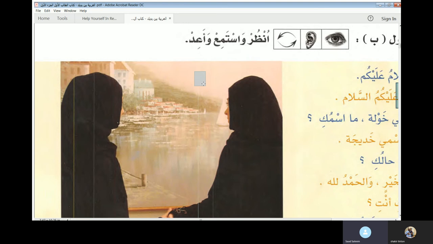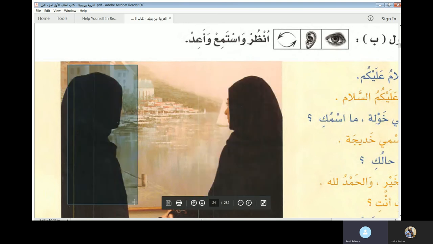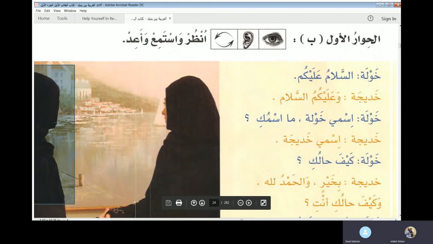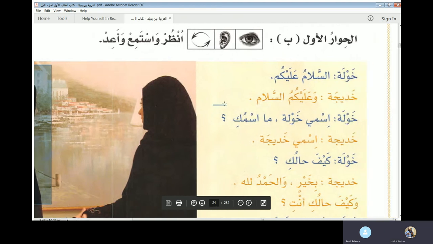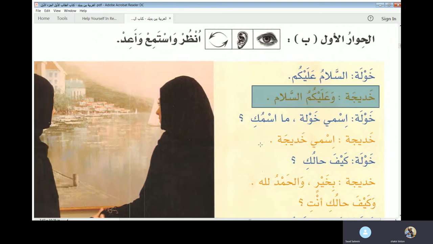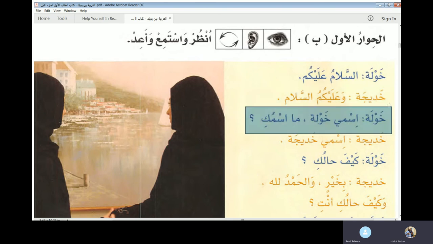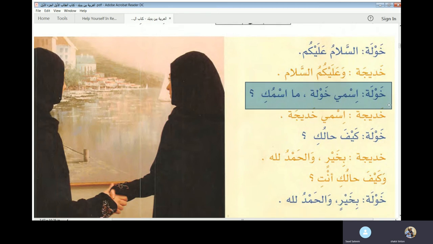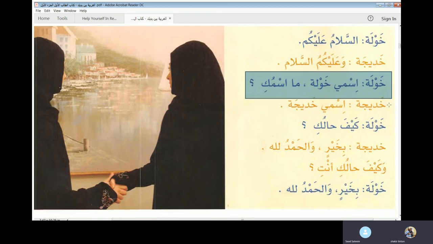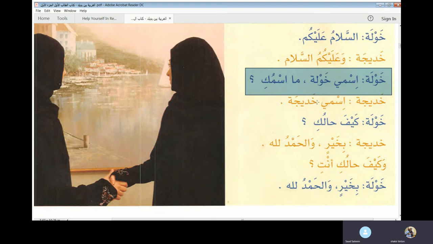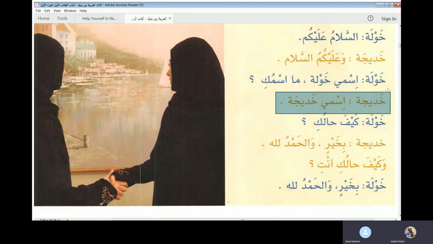Now you see these two pictures. One of them is Kaula, and the other one is Khadija. These two women are talking here. Okay, Khadija. Wa alaikum assalam. Peace be upon you. Kaula: ismi Kaula. Masmuki? It's me. My name is Kaula. What is your name? Khadija. My name is Khadija.